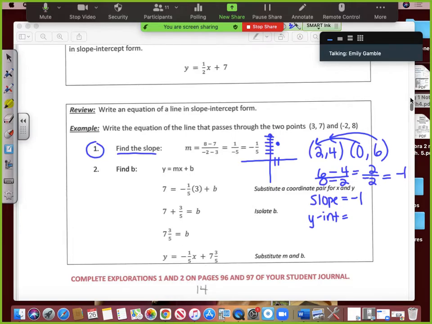Anytime you have a point that has 0 in the x spot of the ordered pair, that means this is where it crosses the y-axis. So the y-intercept is at 6.